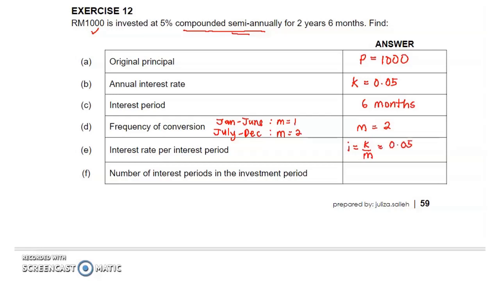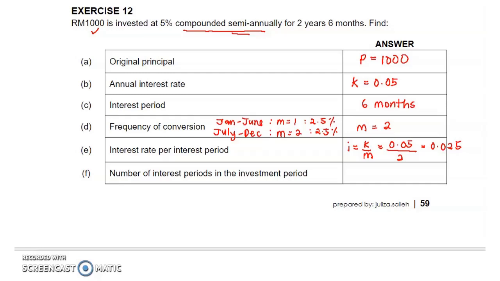5% divided by 2. So here we get 2.5% or 0.025. So meaning to say that January until June is 2.5%. Okay. July until December, another 6 months, another 2.5%. So within 1 year, the rate is 5%. Okay, so that is interest rate per interest period.